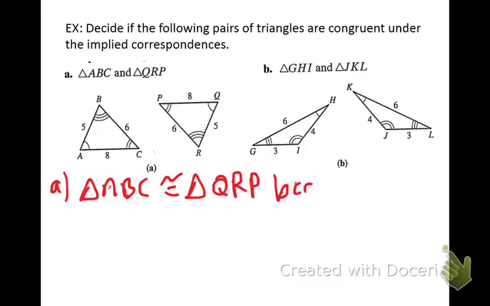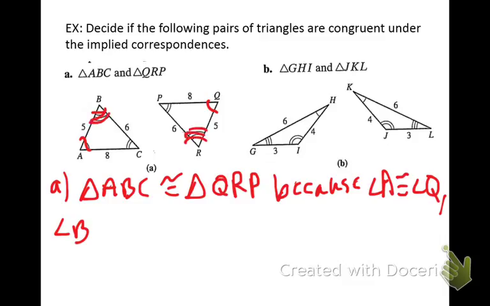because angle A is supposed to go with angle Q, and they both have one arc mark, right? So angle A is congruent to angle Q. And then angle B is marked congruent with angle R. They both have 3 arc marks, right? So angle B is congruent to angle R. And angle C has 2 arc marks. It's congruent to angle P. So far, all the angles match up.